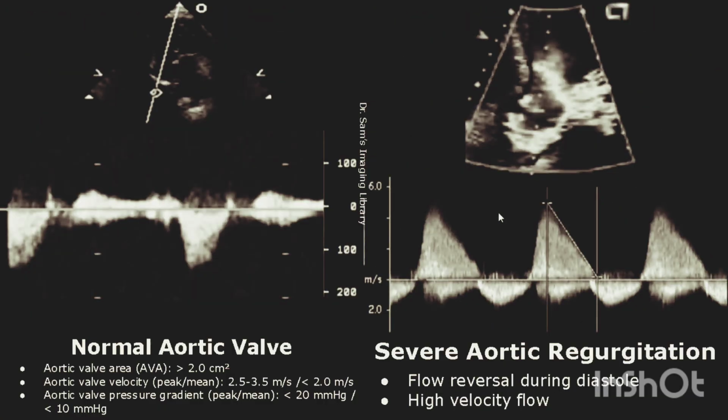Here is a spectral Doppler waveform of severe aortic regurgitation. There is flow reversal during diastole and a high velocity flow is seen. The velocities are more than 5 meters per second. So that is a very high velocity.